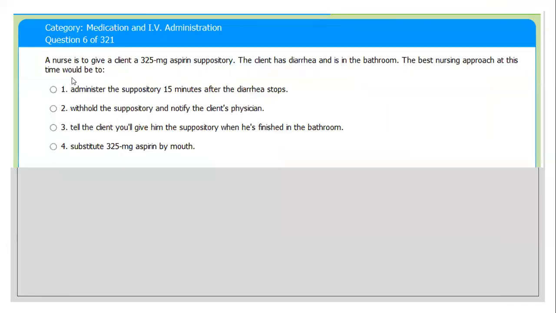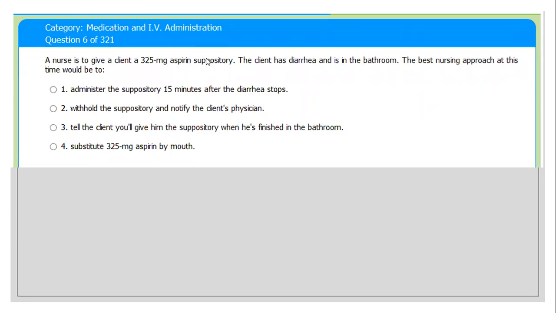And now the next question. A nurse is giving a client a 325 milligram aspirin suppository. The client has diarrhea and is in the bathroom. The best nursing approach at this time would be. So this is the question we are going to learn today. If anybody has diarrhea, do you give them a suppository or not?